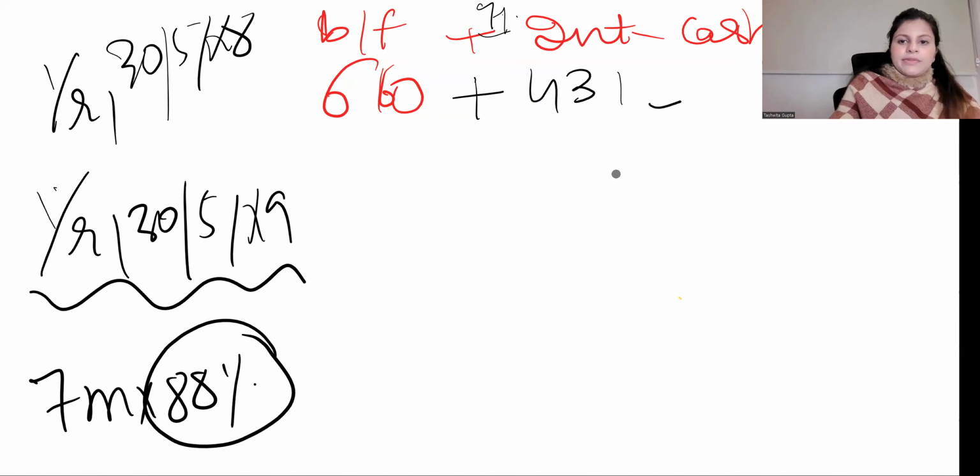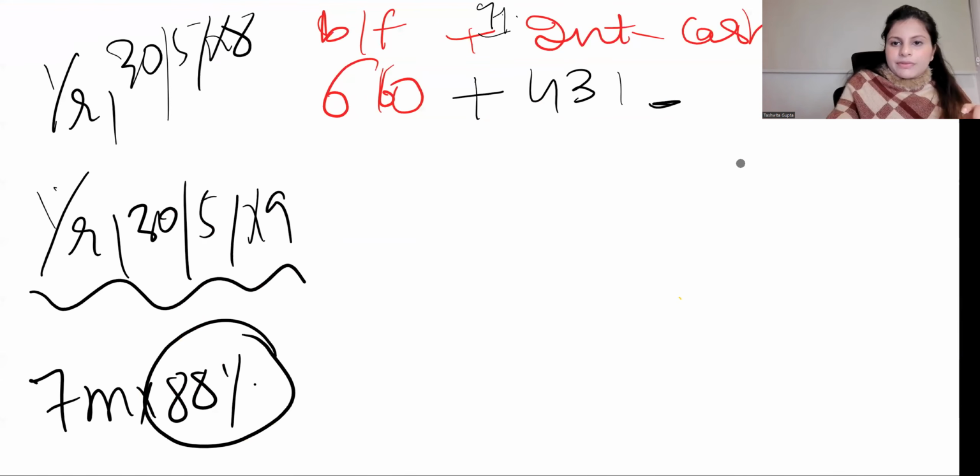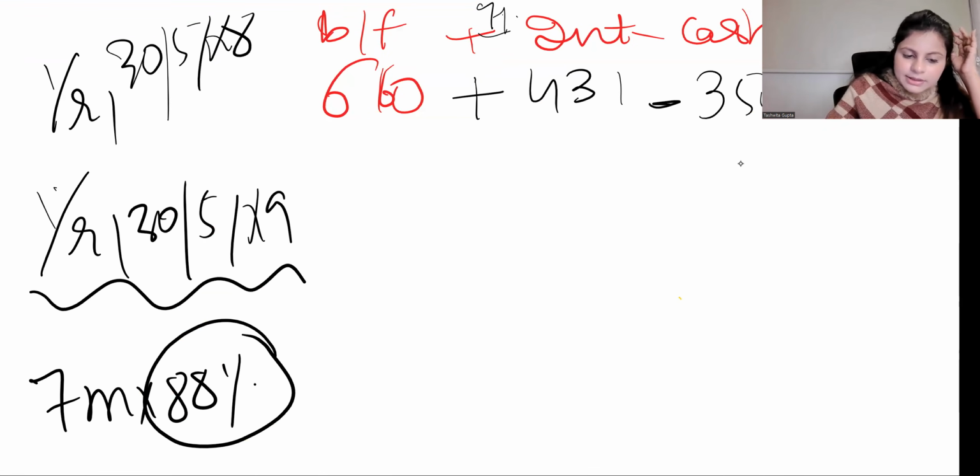Then what's my cash received? My cash is received at 5%. So how much cash am I receiving, guys? I'm receiving 5% of 7, so that is 350. 7 fives are 35, so 350. What's my closing asset? Yes, come on. 6160 plus 431 minus 350. 6241. So next year's opening is also 6241.